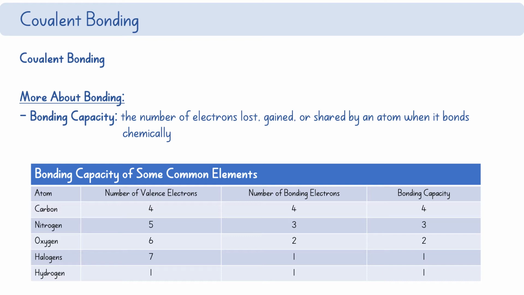The halogens, which are right next to the last row, the stable gases, is 7. It can gain 1, so its bonding capacity is 1. And hydrogen is 1, bonding capacity 1, and electrons 1. Hydrogen is in row 1, which can only have at the most 2 electrons.